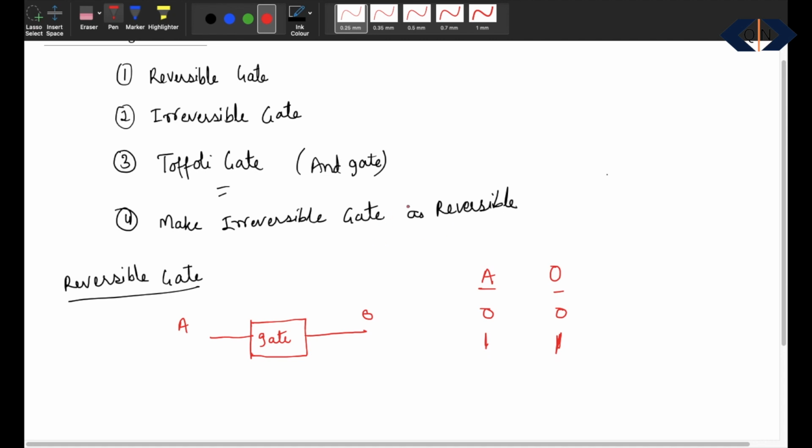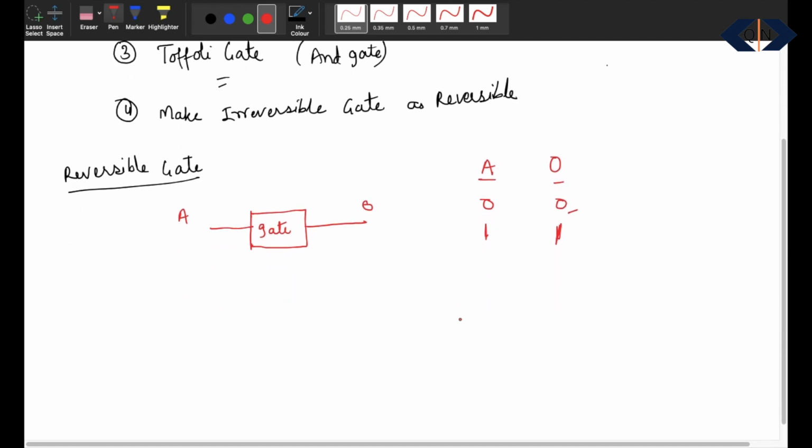So is it a reversible gate? Definitely it is a reversible gate, because if we know the output is 0, then we know that it is coming as 0 just because our input is A. Okay, so this is the identity gate.